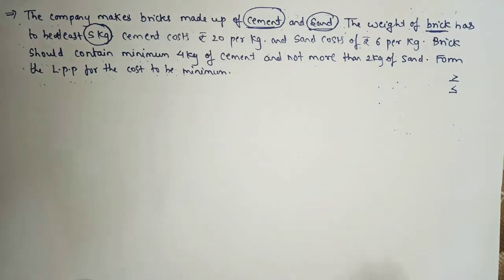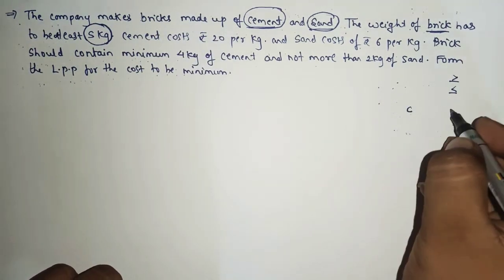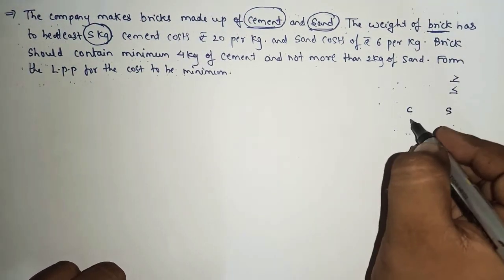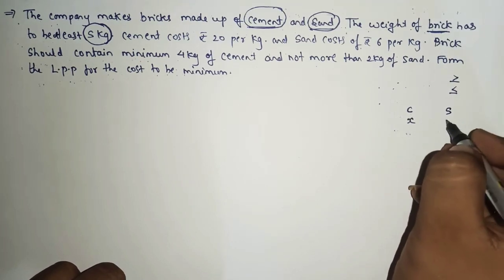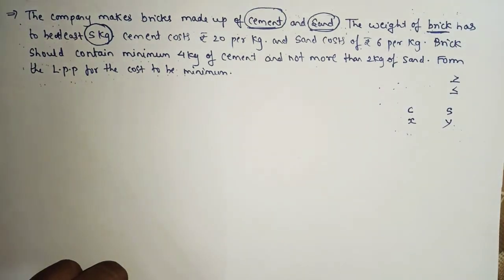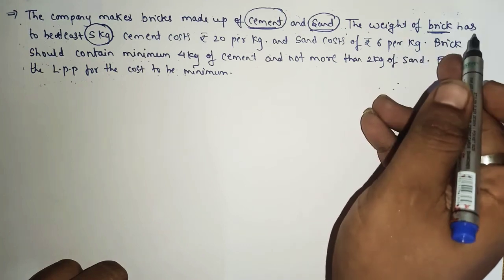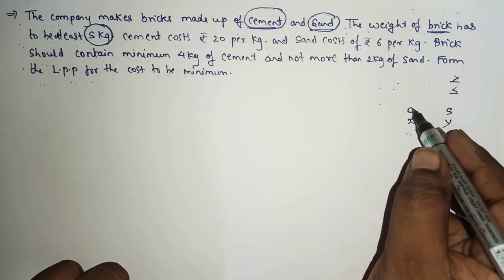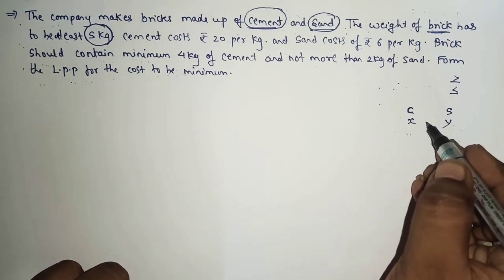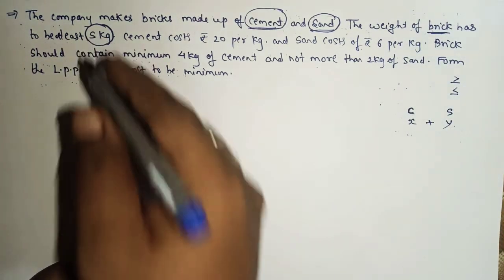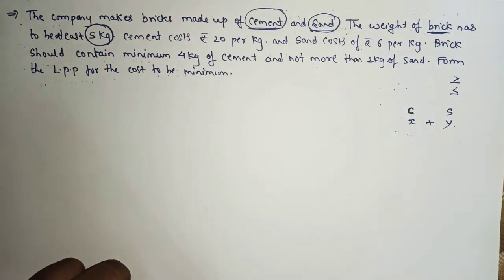There are two bricks, one is cement, one is sand. So we'll consider the cement as X and sand as Y. Now the total weight of the brick, whether it is cement or sand, the total weight is at least 5 kg.